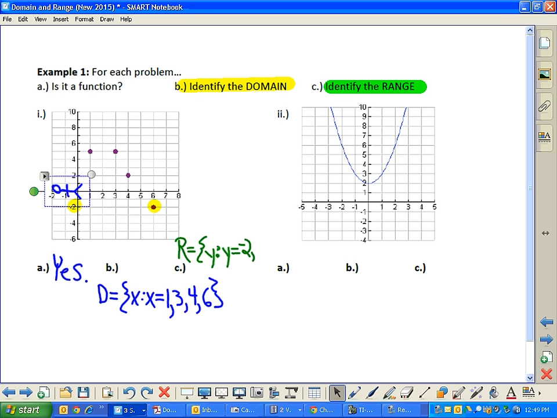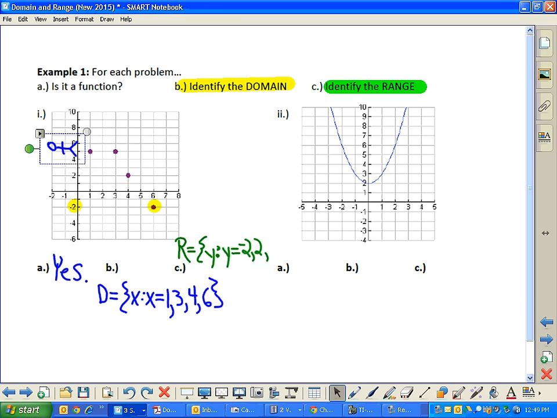Walking along, I don't have any range values at 0 or at negative 1 that I can see. At positive 1, I don't see any dots. Oh, but at positive 2, I see a dot. So I see another range value there at positive 2. I don't see any at 3. I don't see any at 4. Oh, yeah, but I do see 2 range values at 5. You only have to list it out one time. You don't have to write it twice.